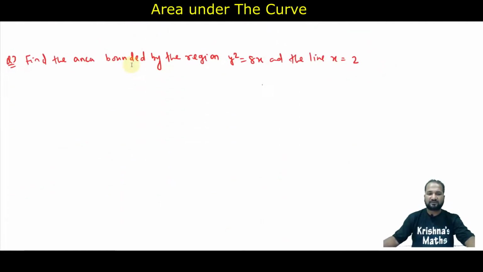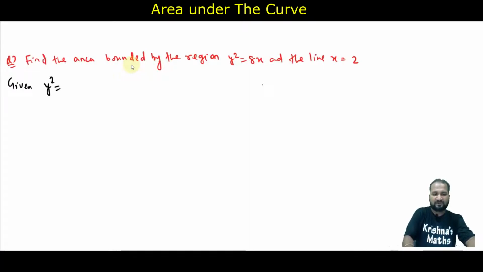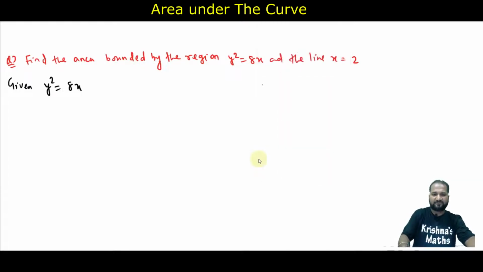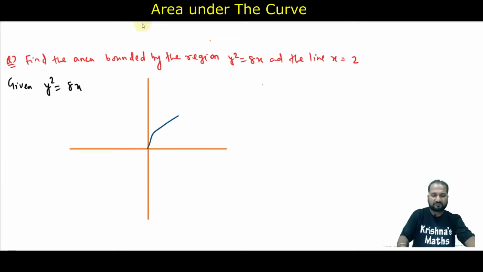Now find the area of the region bounded by y square equal to 8x and the line x is equal to 2. So given parabola is y square equal to 8x. This is a parabola and a rightward facing parabola. This is y square equal to 4ax or y square equal to 8x. So this is the parabola, right?